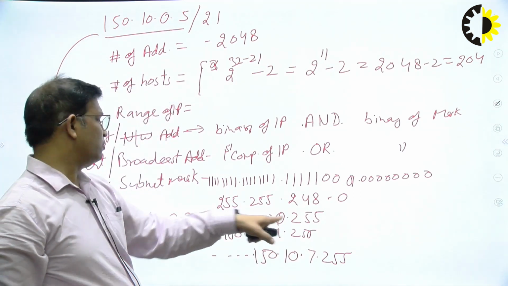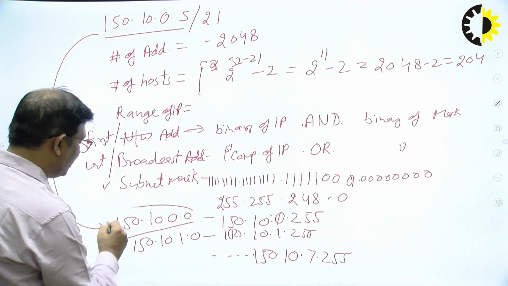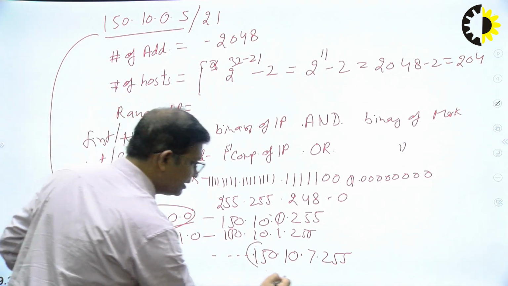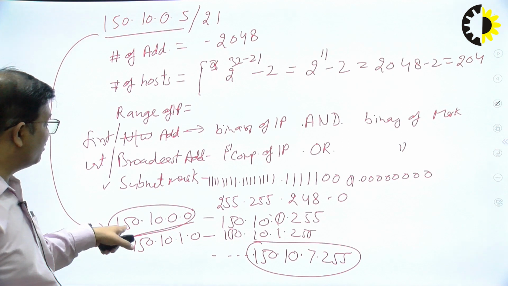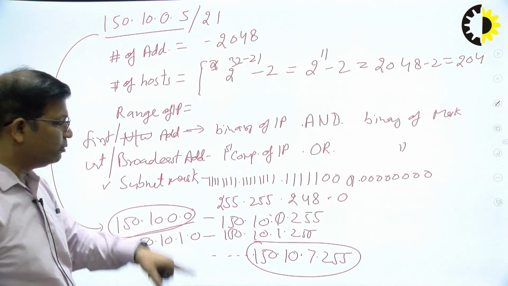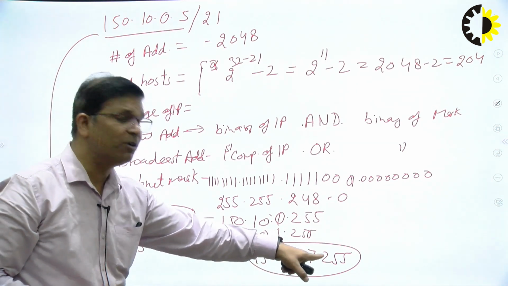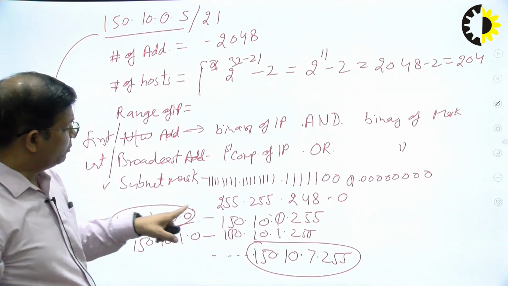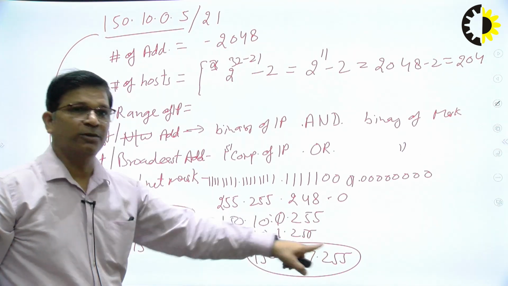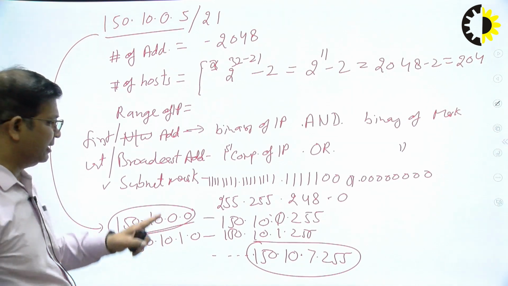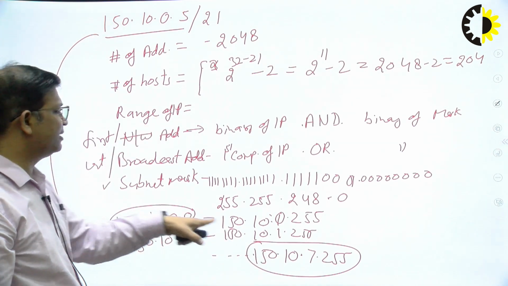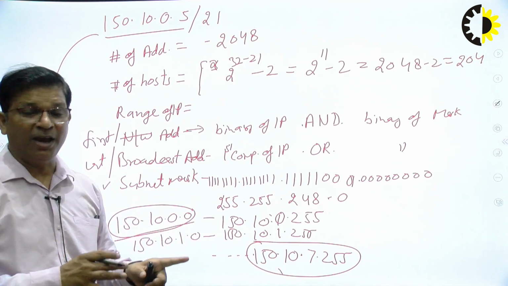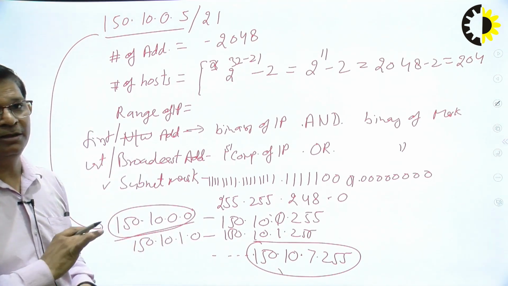So 0.0 is the network address, this is the broadcast address, and the host addresses will start from 150.10.0.1 to 150.10.7.254. So 1 and 254. These are the host addresses. This is the network address and this is the broadcast address. And this is the range of IP addresses. So this is how we can find multiple things.